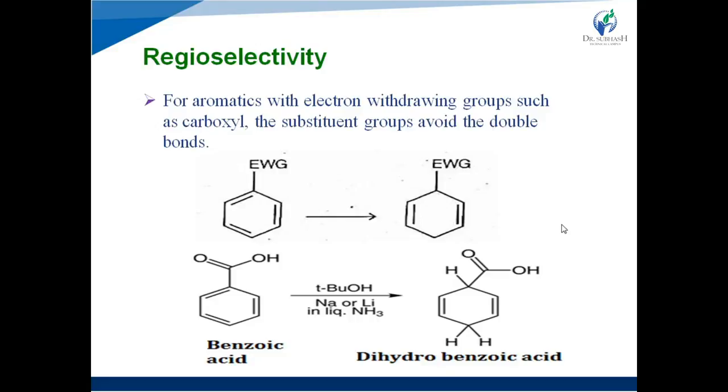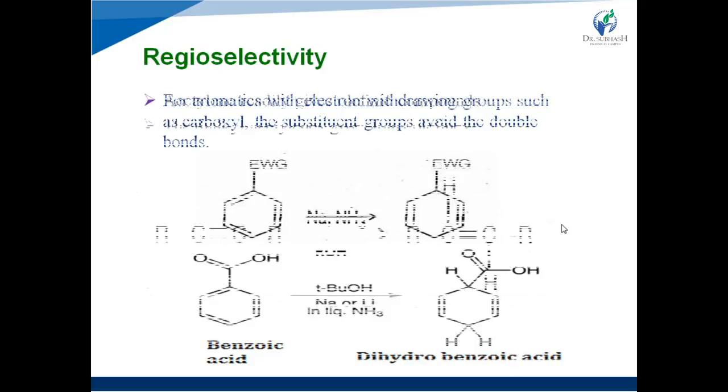An example is benzoic acid. Benzoic acid has a carboxylic acid group, and the carboxylic acid group is an electron withdrawing group. It again undergoes Birch reduction and forms dihydrobenzoic acid, right? And the carbon containing the carboxylic acid group gets reduced. There is no double bond on this carbon atom, right?